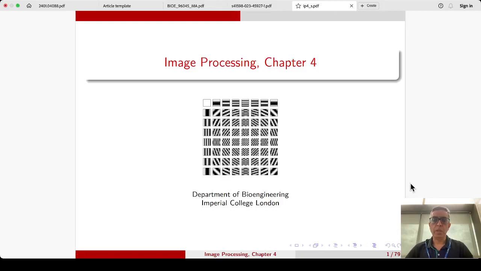Hello everyone and welcome to chapter 4. So in chapter 4 we're going to be focusing on neighborhood operators. So in the last chapter, chapter 3, we applied operations involving multiplications and summations to map an image, the entire image, into some kind of representation space.